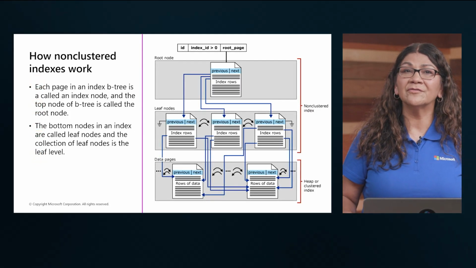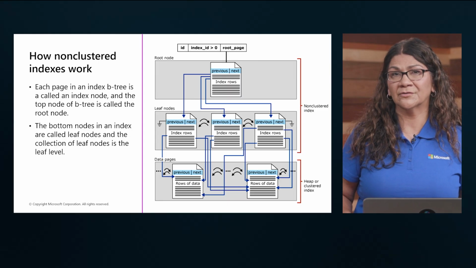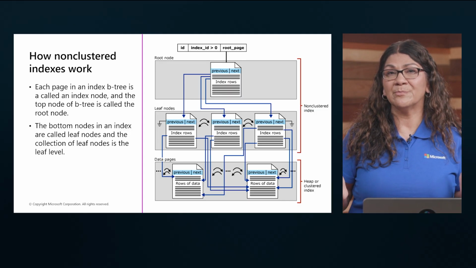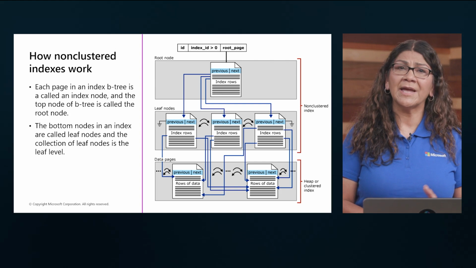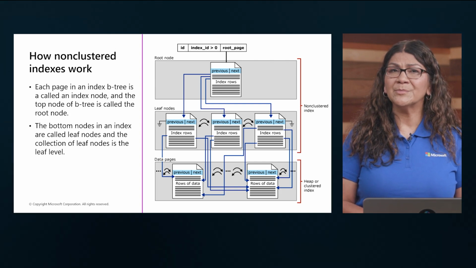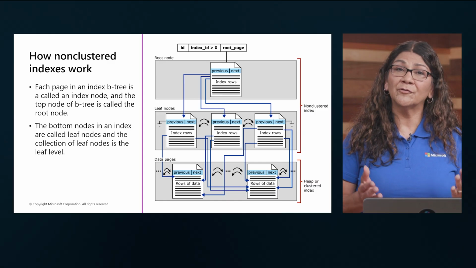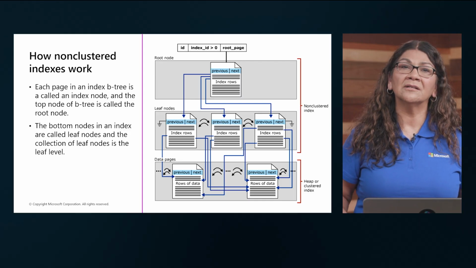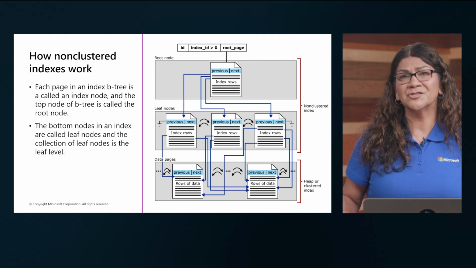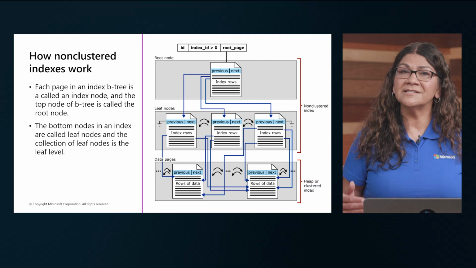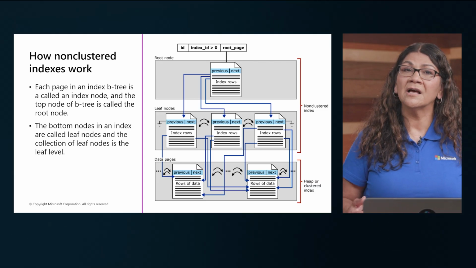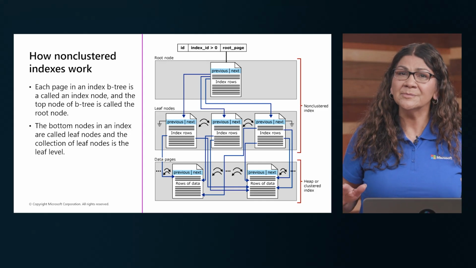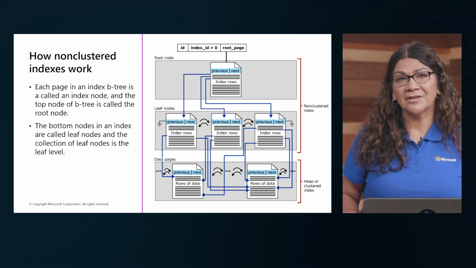Here we see the structure and function of non-clustered indexes in SQL Server, highlighting how they enhance query performance by organizing index nodes in a B-tree, or balanced tree, format. Each page in the index is an index node, with the top node called the root node and the bottom node forming the leaf level, which ultimately points to the data rows on that data page. Unlike clustered indexes, non-clustered indexes do not alter the physical order of the data, but instead maintain a separate structure with pointers, allowing multiple indexes per table. This design supports efficient querying across different columns and is especially beneficial for read-heavy operations.